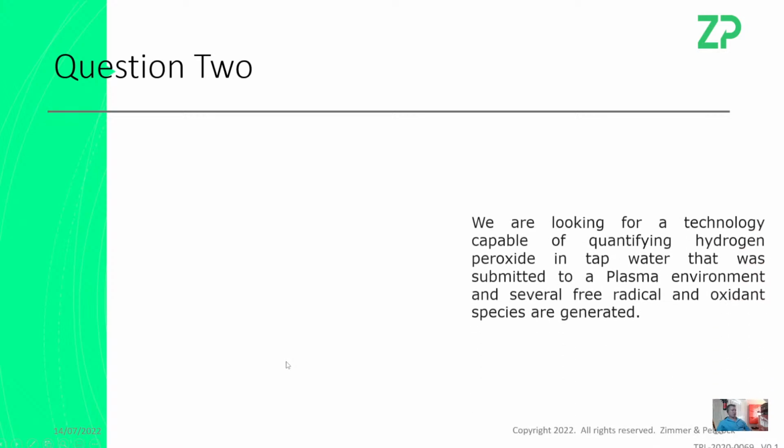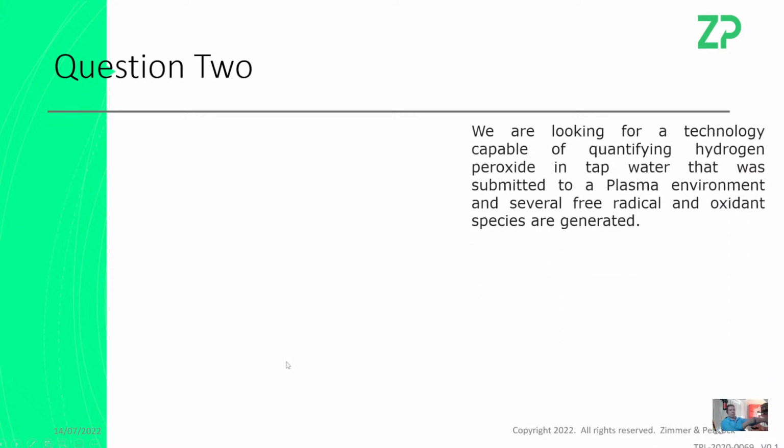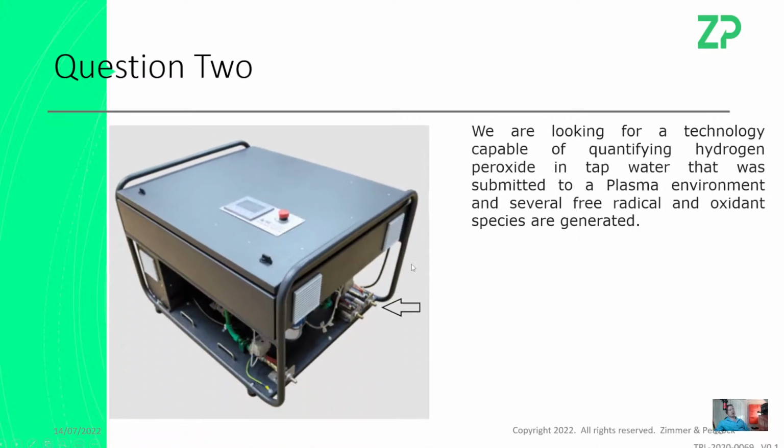This is a really interesting one. I think this is in some ways simpler than the first one. They're looking for a technology for quantifying hydrogen peroxide in tap water. There's essentially a plasma generator that treats tap water, and it has a 1/2 inch outlet, which is approximately 12.5 millimeters. They have quite a high flow rate, 4 liters per minute, and 25 ppm (parts per million) of hydrogen peroxide.